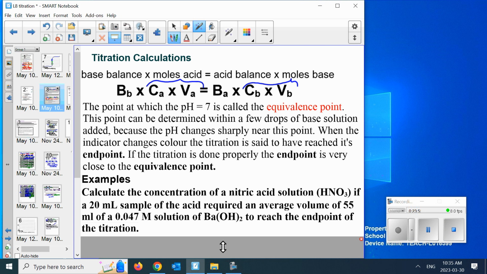Here's what you need to copy out. I'll read through it first, then you can copy. Titration calculations, you need to copy that: base balance times the moles of acid. Don't copy yet. Put your pen down, just listen.